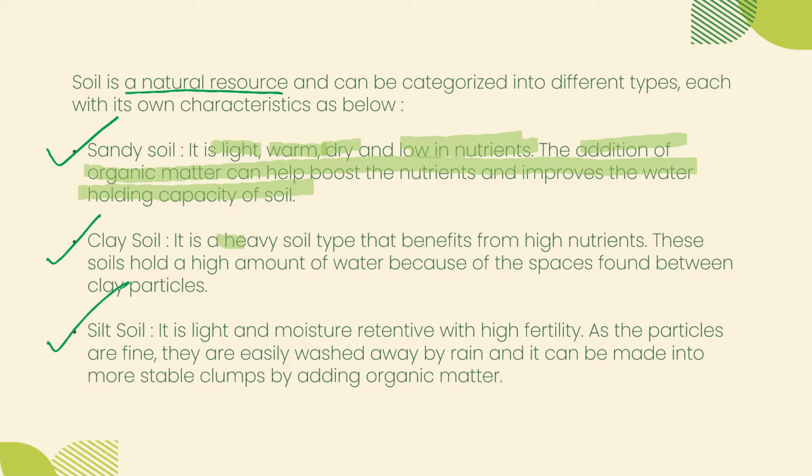So clay soil is heavier and it has higher nutrients. This soil can hold a high amount of water because of the spaces, the pores, found between the clay particles. And the last one is the silt soil, which is light and moisture retentive. That is, it can hold in the water and it has a high fertility. Now, since the particles are fine, they're easily washed away by rain, and it can be made into more stable clumps by adding organic matter.